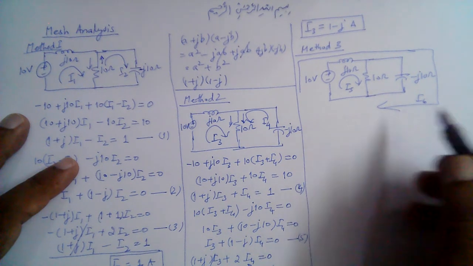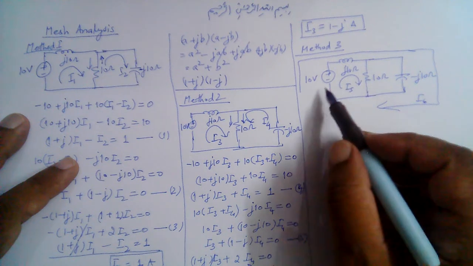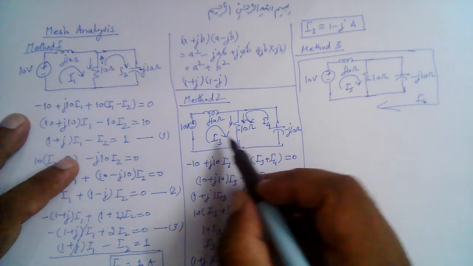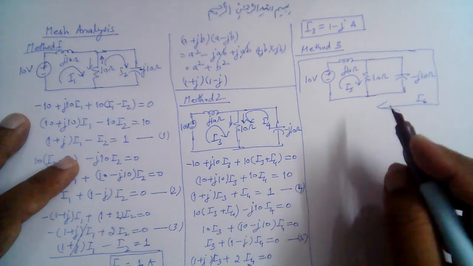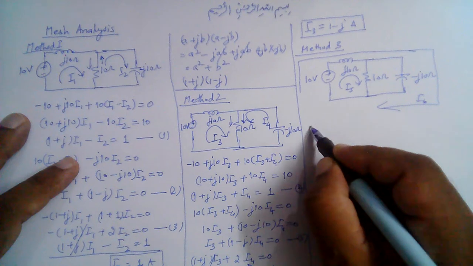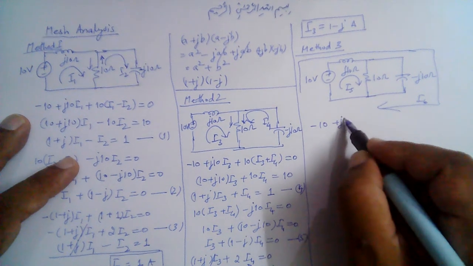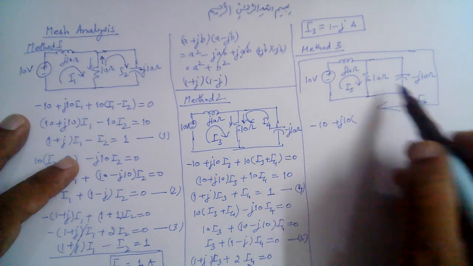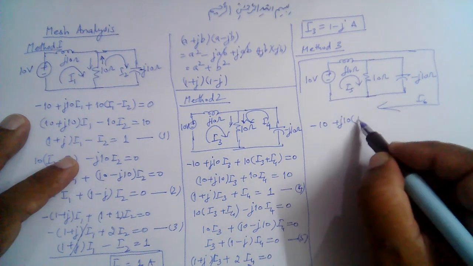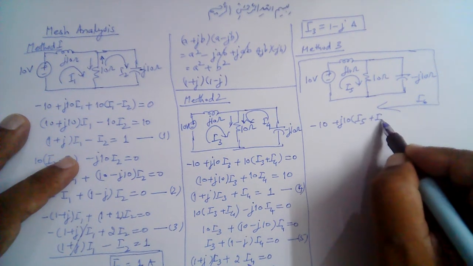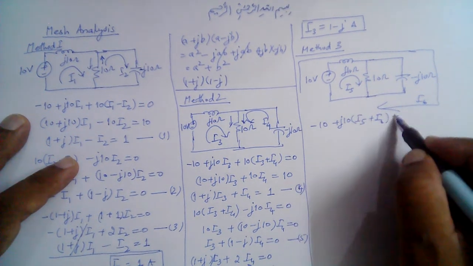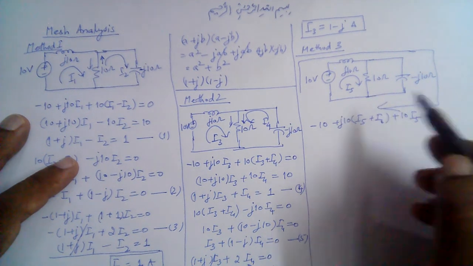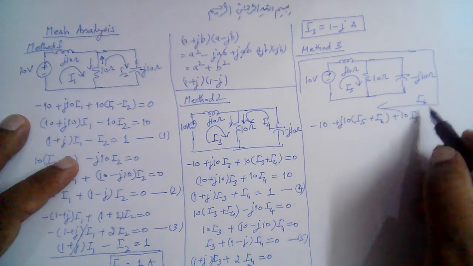So the equation for this I5 can be written in a similar manner to the equations we wrote for the previous two methods. So this is minus 10 plus J10, and there are two currents flowing through J10 here. One is I5 and the other one is I6, and both have the same direction. So that is I5 plus I6, and then 10 I5. There is only one current flowing through the 10 ohm resistor, that is I5, and that is equal to 0.